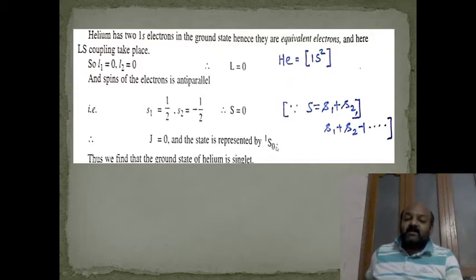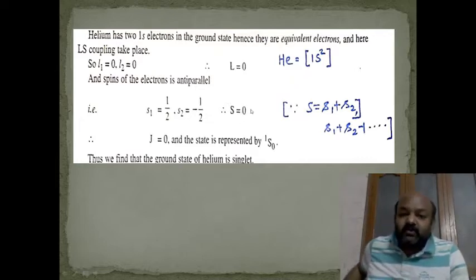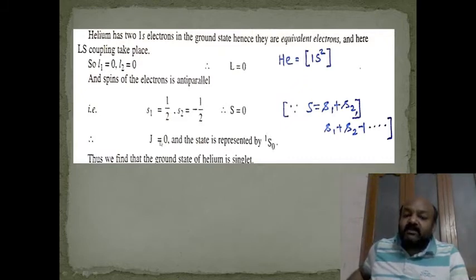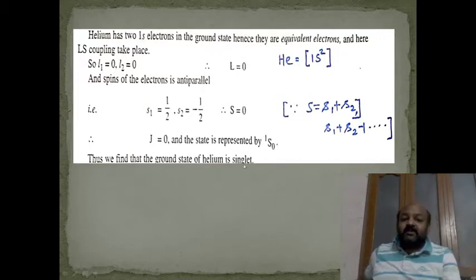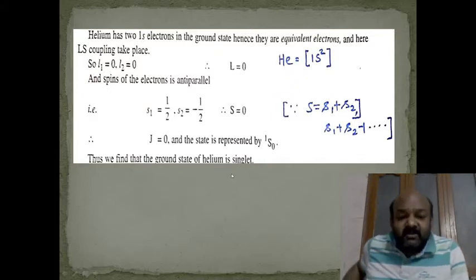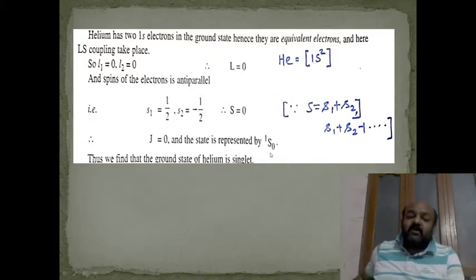So how do we write the state? It is 2S plus 1. When we put S equal to 0, 2 into 0 plus 1 is 1. As L is 0, this is an S state. And here we write J; J is 0. So we get only one state corresponding to two equivalent electrons in the ground state of helium. This is called a singlet state. Why is this a singlet state? Because we have only one state.